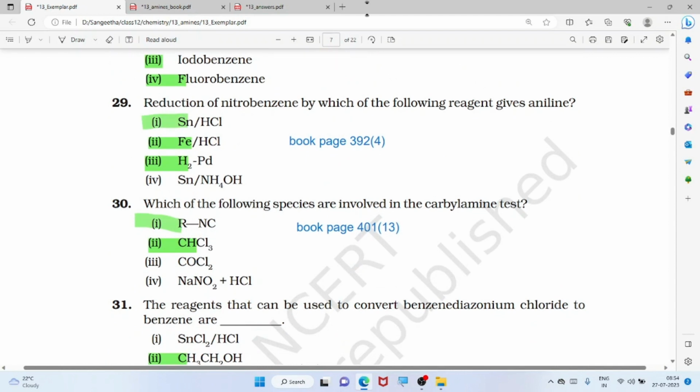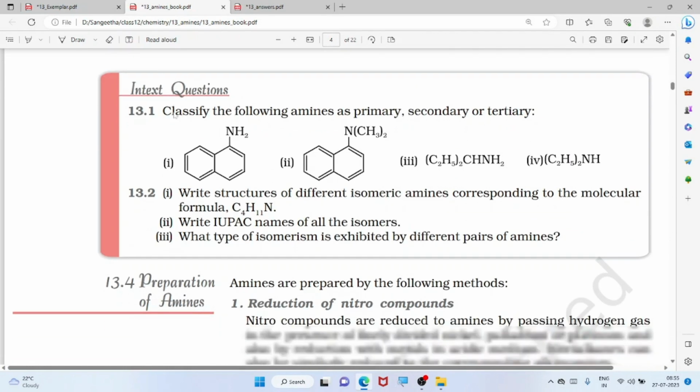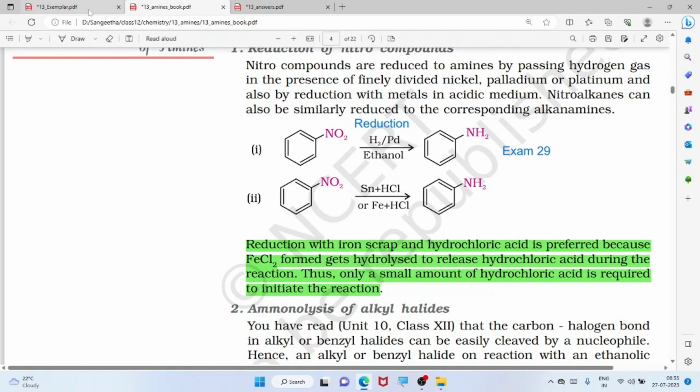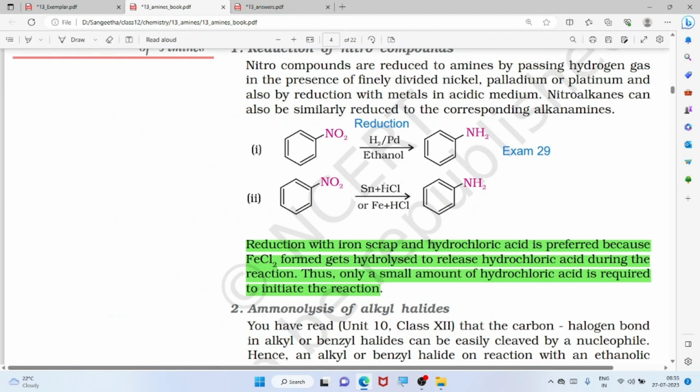Reduction of nitrobenzene by which of the following will give the aniline? Aniline, that is primary, these 3. So you can go to 4. Okay, these things are mentioned here.